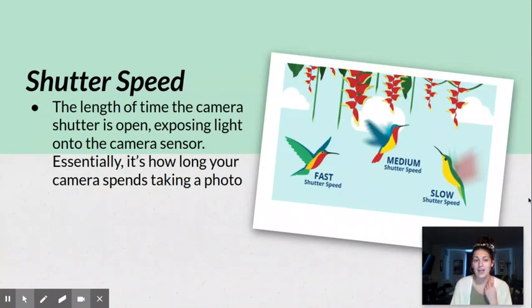Okay, so the next one is called shutter speed. There's a little graphic here of shutter speed. It is the length of time the camera shutter is open, exposing light onto the camera sensor. So essentially, it's how long your camera spends taking a photo. As you can see here with these birds, a slow shutter speed will have more movement to it, a medium shutter speed, not as much, and a fast shutter speed does not have any movement to it. When you use a long shutter speed, you end up exposing your sensor for a significant period of time.